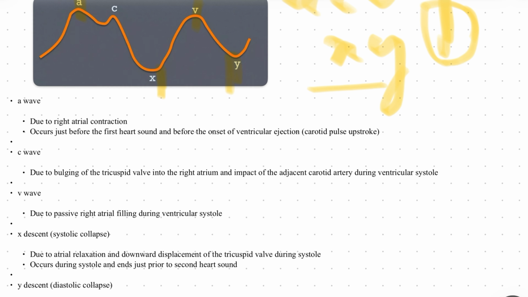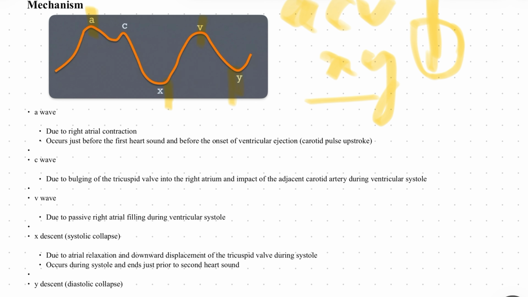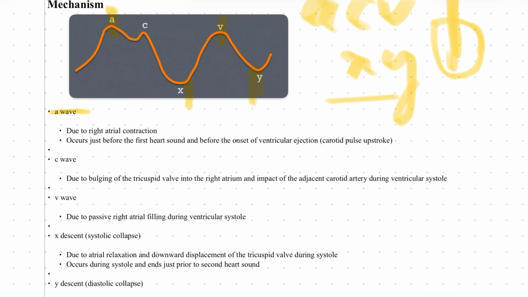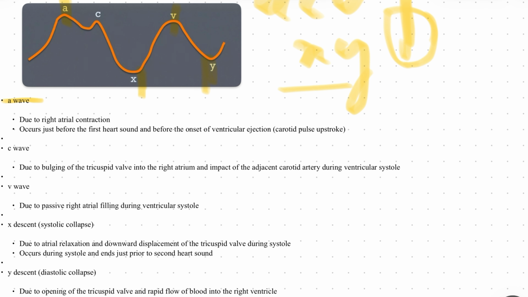So let's see the important point why we are studying JVP. You need to know the curve very detailedly. It's not our detail. You need to know what exactly that curve signifies. So let's see that. A wave signifies atrial contraction. So we will start with the atrial contraction. So here it starts. This part will start atrial contraction, specifically right atria.